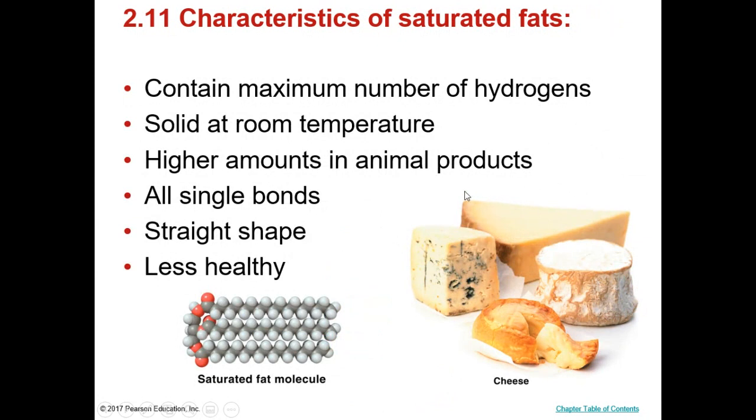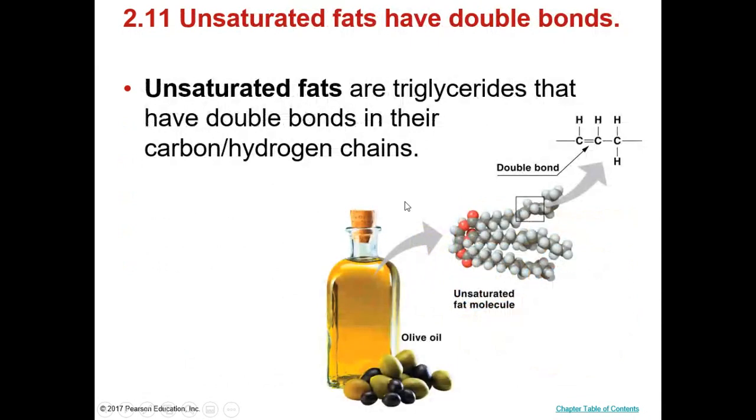All right, so some characteristics of saturated fats are that they contain the maximum amount of hydrogens that they can contain. They're solid at room temperature, right? Like your margarines, for example. And animal products have a higher amount of saturated fats. They have all single bonds and they're linear in shape, okay? Which makes them a little bit less healthy than unsaturated fats.